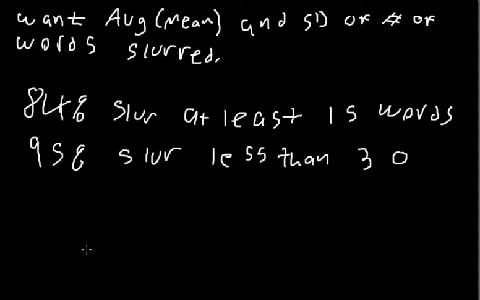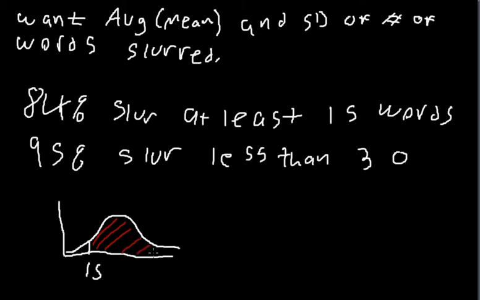So what does that look like if I draw a nice normal curve here? It's not that well drawn, but you get the idea. We say 84% slur at least 15 words. That's 15. So 84%, we know that this red area is the students who slur at least 15 words. And that's 84%. We also know that 95% slur less than 30. So say 30 is out here.